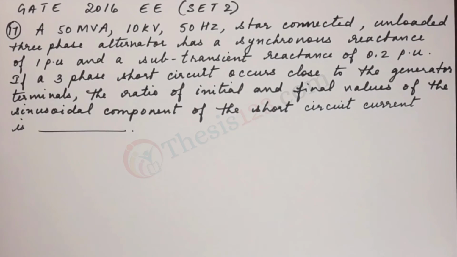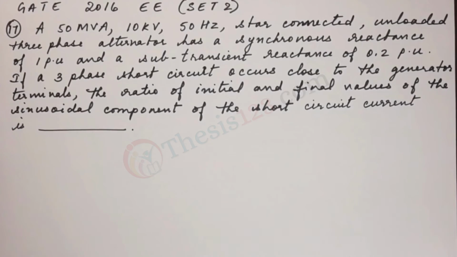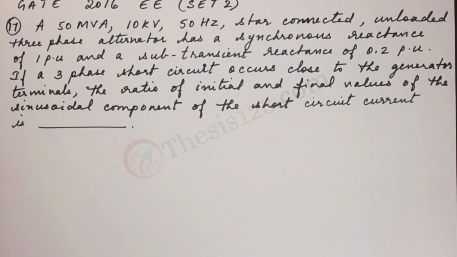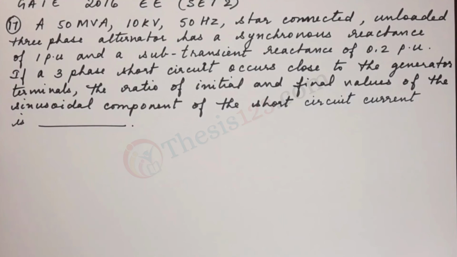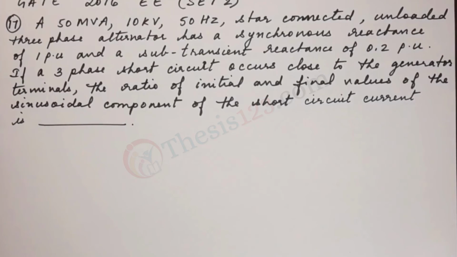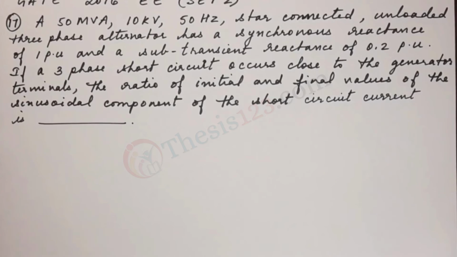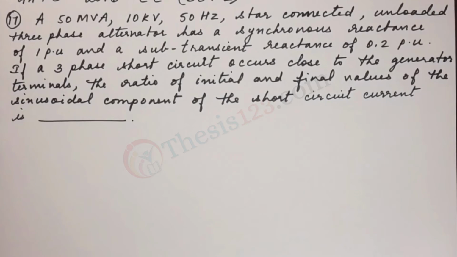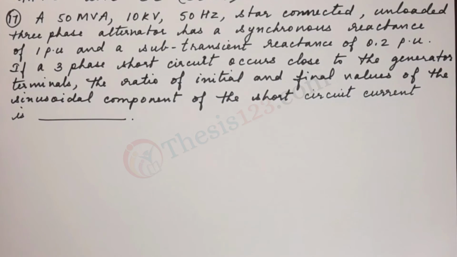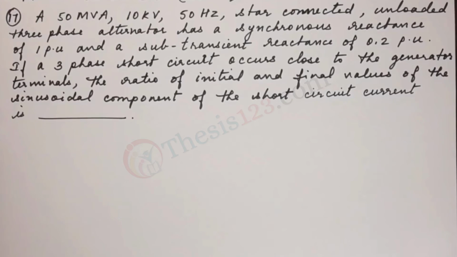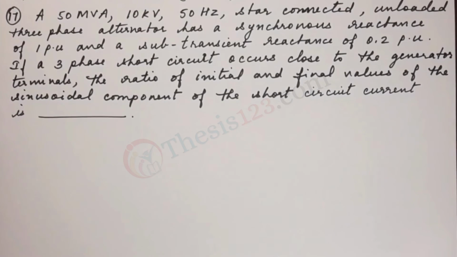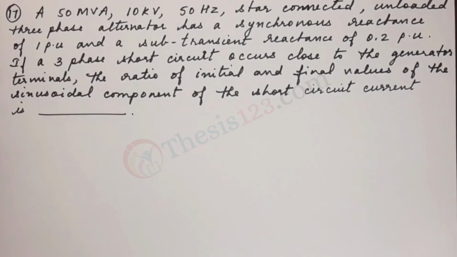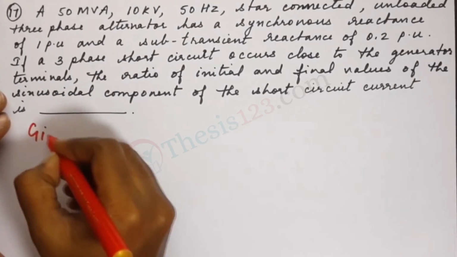Here's the next question, number 17. A 50 MVA, 10 kV, 50 Hz star-connected unloaded 3-phase alternator has a synchronous reactance of 1 pu and a subtransient reactance of 0.2 pu. If a 3-phase short circuit occurs close to the generator terminals, the ratio of initial and final values of the sinusoidal component of the short circuit current is dash. We see that there's a lot of information given to us, so let's write all of it down.